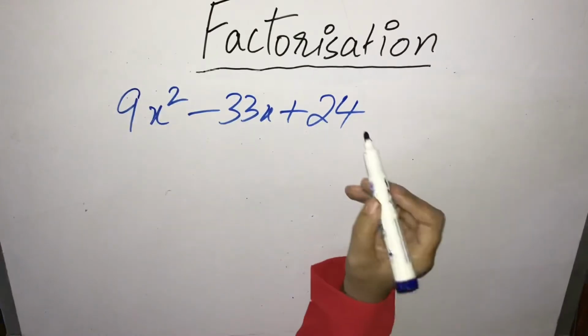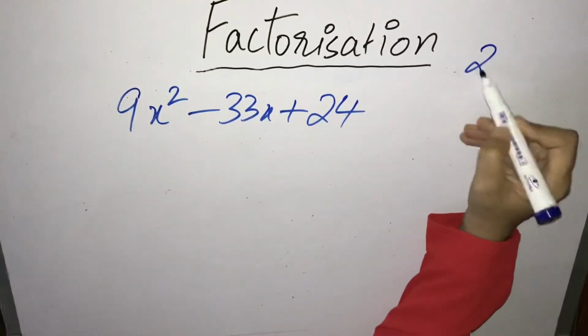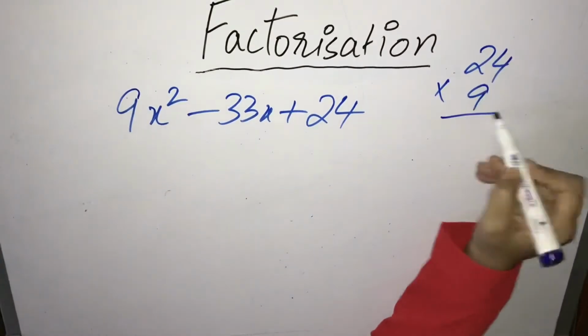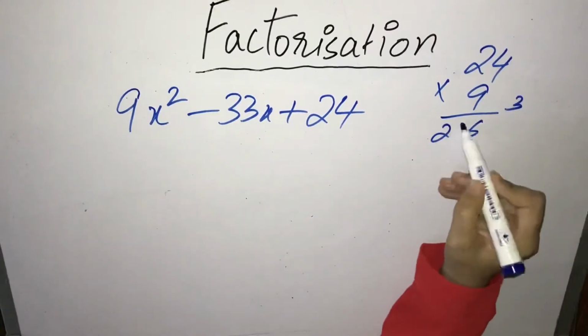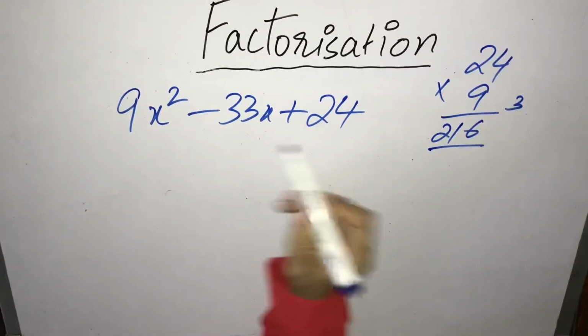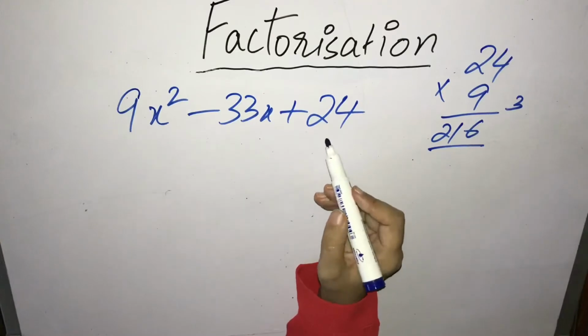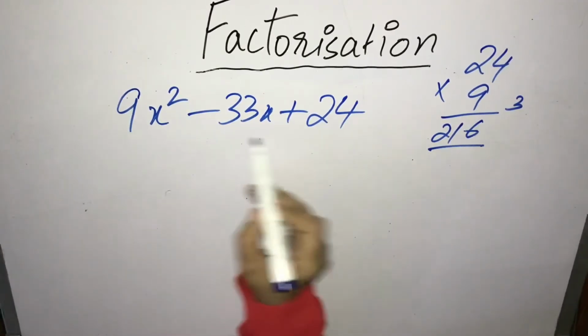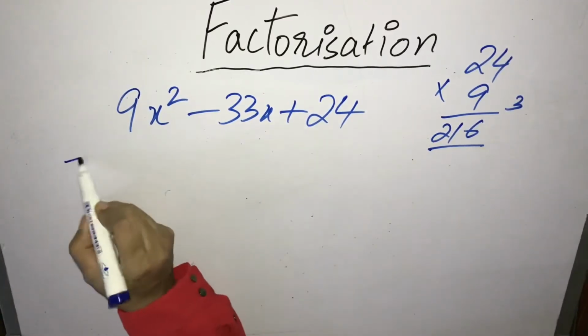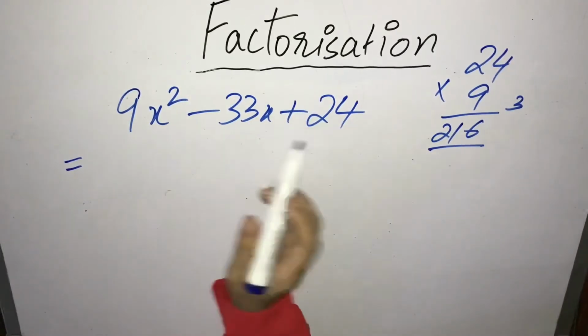I have to make the factors of 24. 24 multiplied by 9 is 216. If I observe this question, I can easily find a number which is common in all these three. What is that number? That is 3.